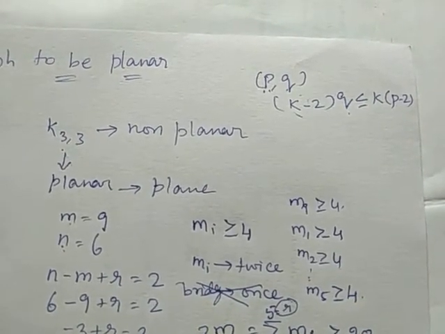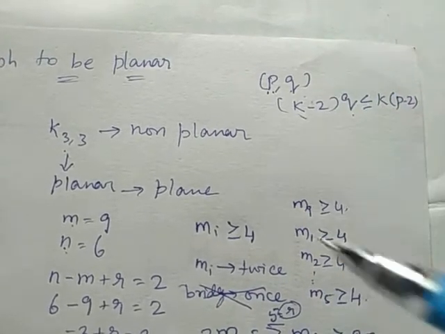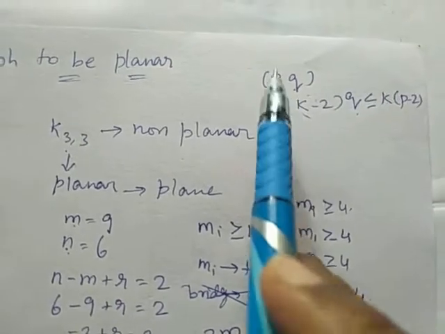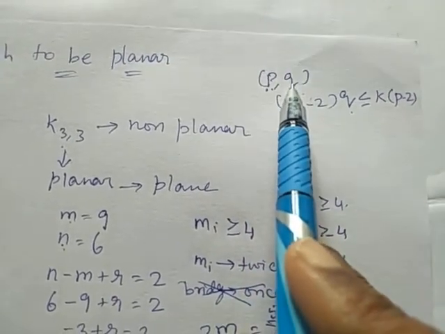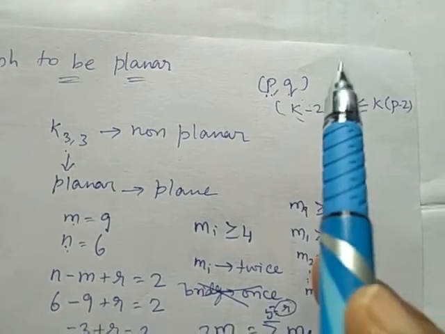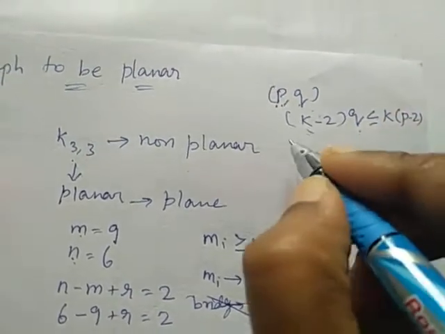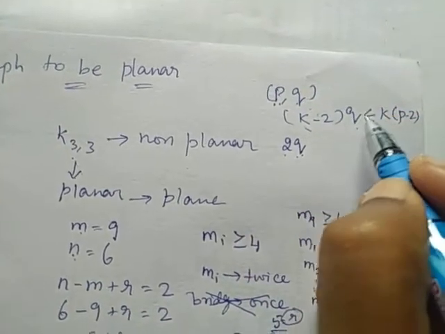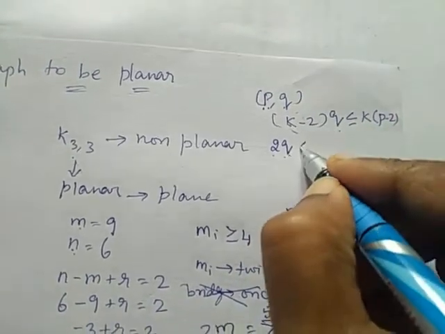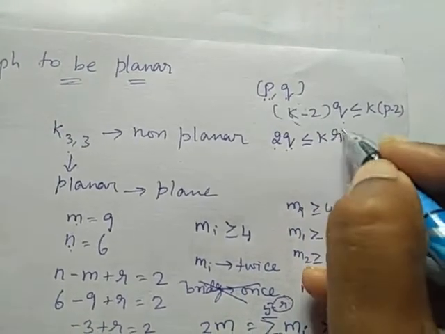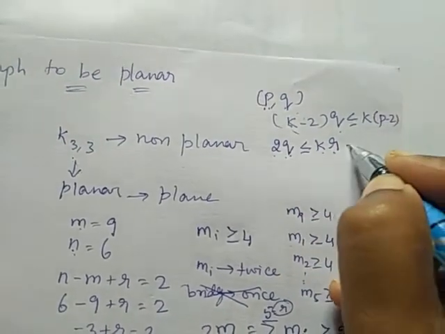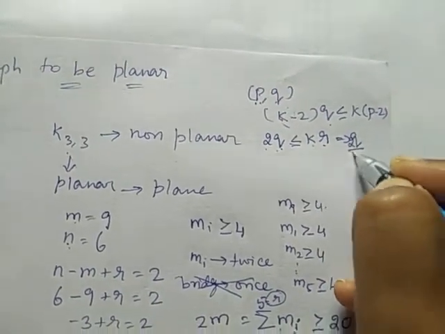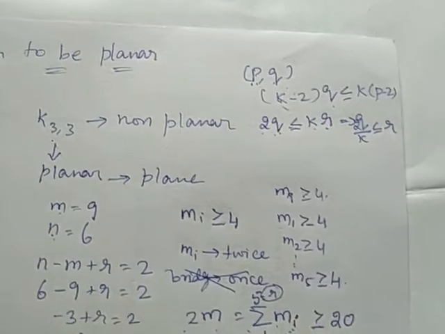So already we have seen that each edge is counted twice. Now we have P vertices and Q edges, with at least K edges in a boundary. So the total number of edges is counted twice. So 2Q, having at least K edges, is less than or equal to KR, the number of regions. This implies 2Q by K is less than or equal to R.